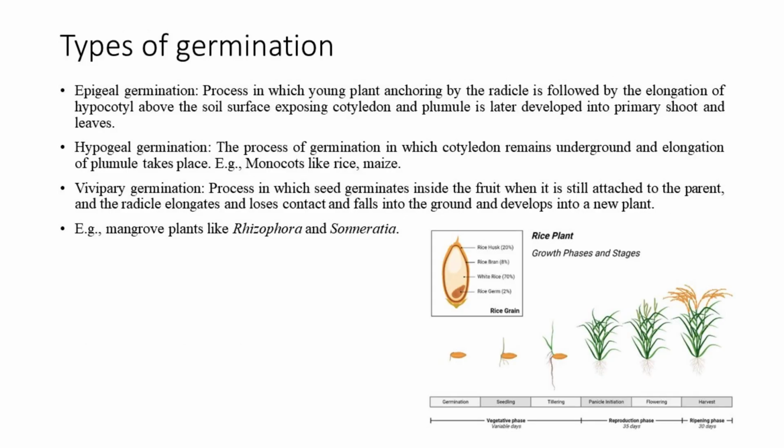Types of germination. Epigeal germination is the process in which the young plant is anchored by the radicle, followed by elongation of the hypocotyl above the soil surface exposing the cotyledon, and the plumule later develops into primary shoot and leaves. Hypogeal germination is the process of germination in which the cotyledon remains underground and elongation of the plumule takes place, e.g., monocots like rice, maize. Vivipary germination is the process in which the seed germinates inside the fruit while still attached to the parent, and the radicle elongates, loses contact and falls into the ground and develops into a new plant, e.g., mangrove plants like Rhizophora and Soneraceae.